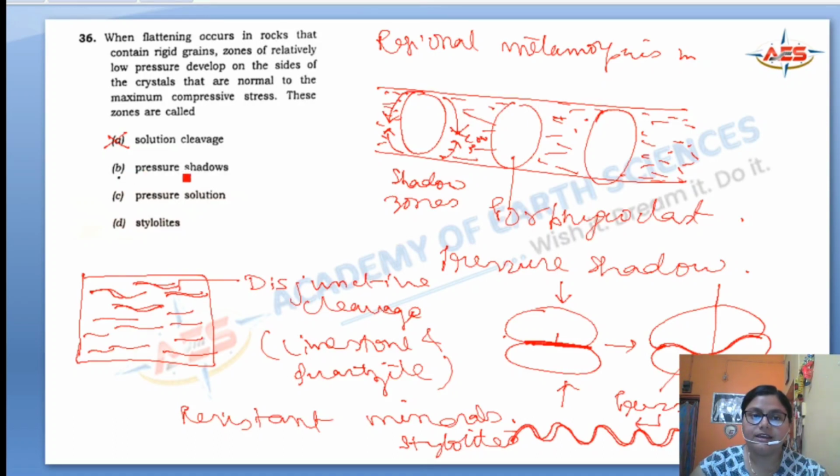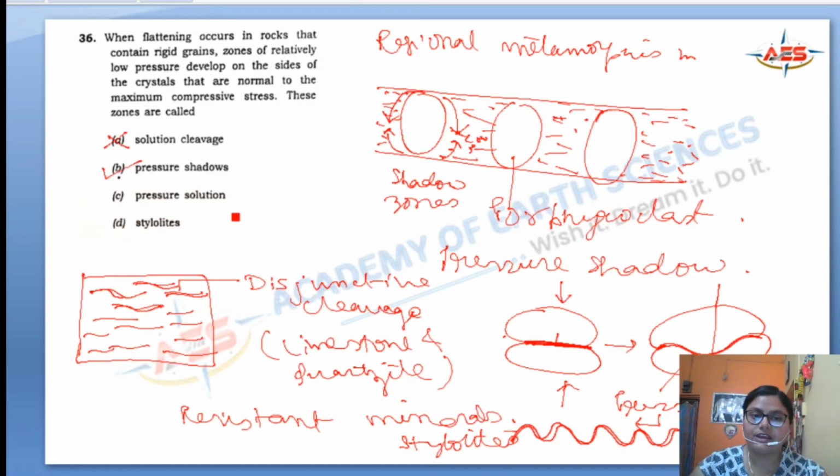What is a pressure shadow? On both sides of the porphyroclast, the matrix mineral gets dissolved from the high pressure region and redeposited at the low pressure shadow regions. They are known as the pressure shadow, and these porphyroclasts are oriented normal to the maximum compressive stress direction. So here we can see that these zones are called pressure shadows.